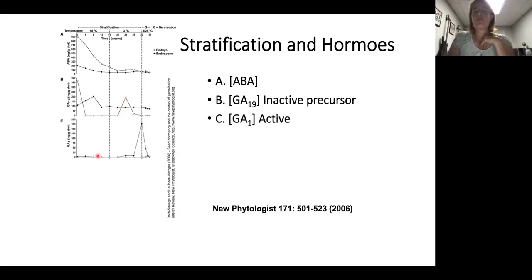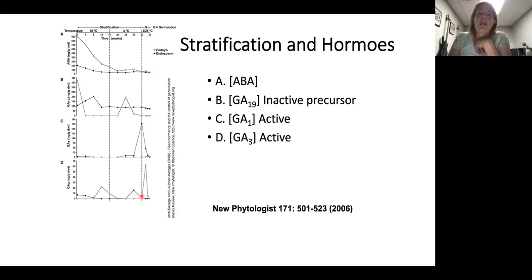And right after it spikes, we see a spike in the active gibberellic acid, and it's spiking specifically in the endosperm. So it's getting ready for germination. So it's getting ready to mobilize those reserves. So there's a lot of things actually happening in the seed, which we don't even really notice because we don't see anything until we see that seedling pop out of the soil.